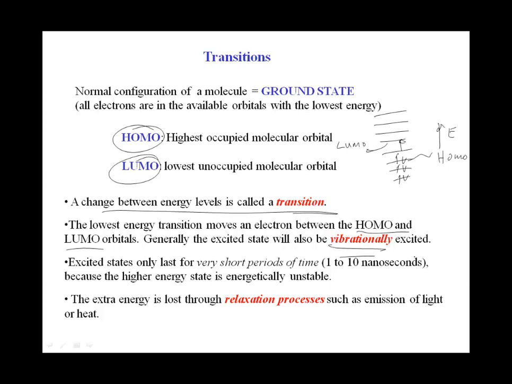Now we're not going to get into this in great detail, but when you cause an electronic transition like this, you move an electron from, say, a HOMO to a LUMO. What you also tend to do, and we're going to talk about vibrational transitions next week, is you also have a change in the vibrational levels. Just for those of you interested, let's just draw it here a bit.